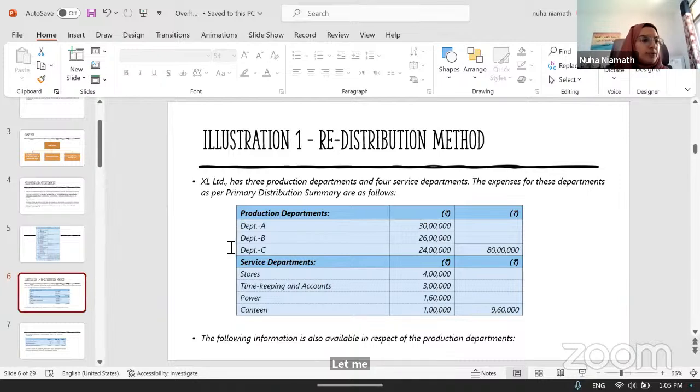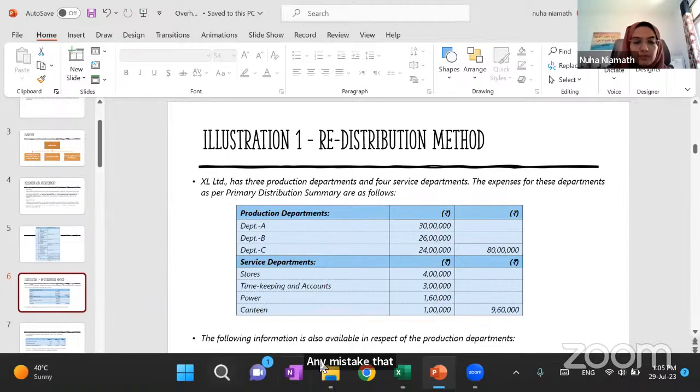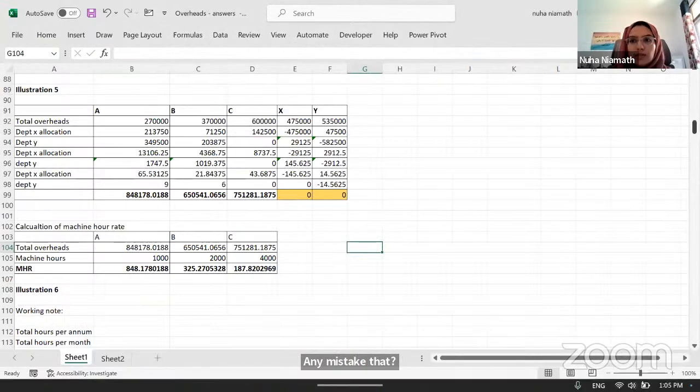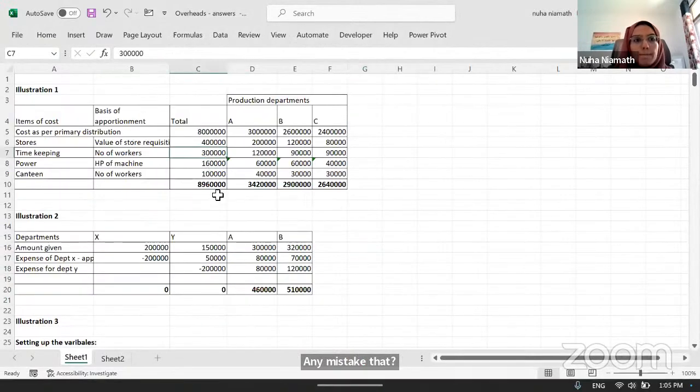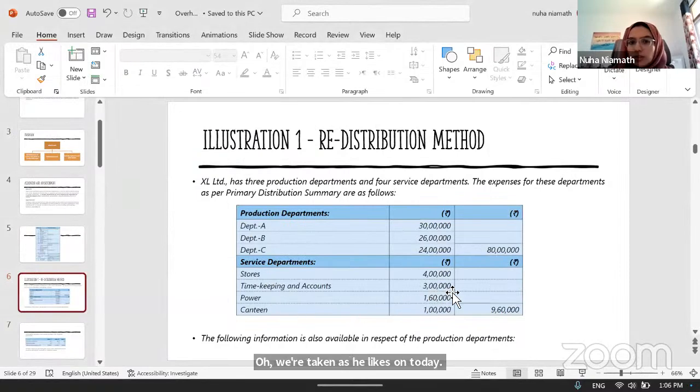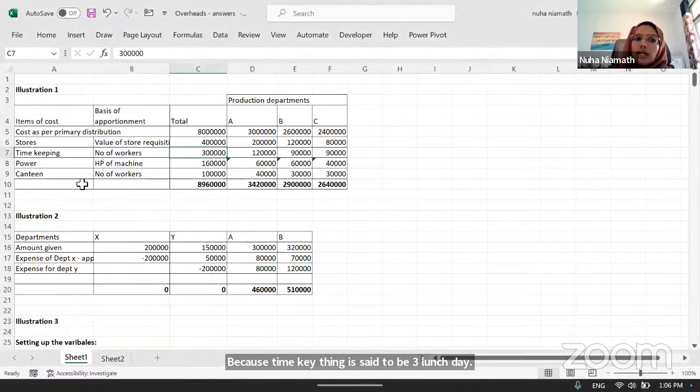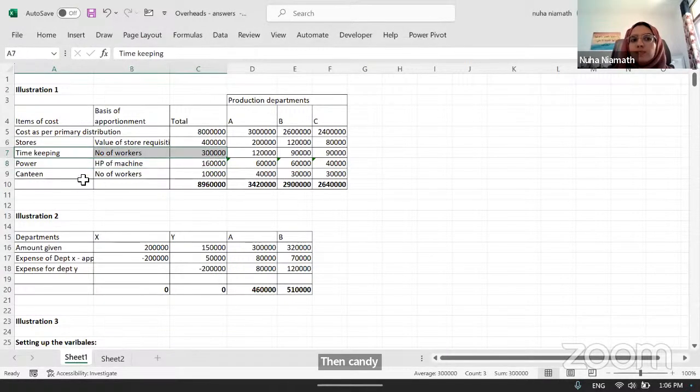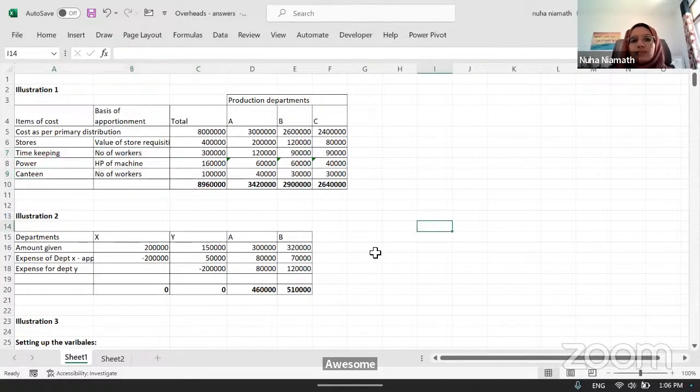Let me just check. Because timekeeping and canteen came under number of workers. You're saying in the answer that we did, we took it as 4 lakhs? No, we have taken that as 3 lakhs only, right? Because timekeeping is said to be 3 lakhs, and canteen also comes under number of workers, so we have taken that separately. Okay, clear.